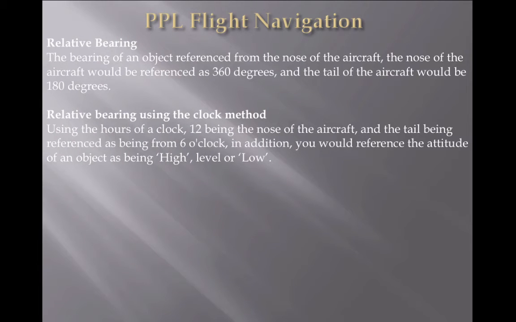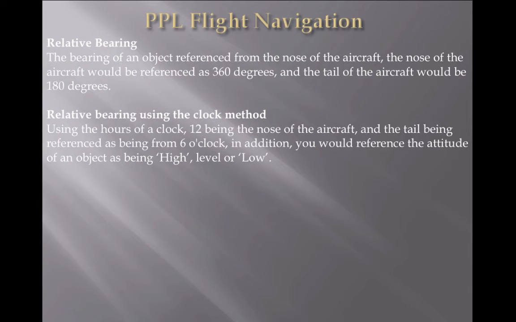Relative bearing of an object is referenced from the nose of the aircraft. The nose of the aircraft will be referenced as 360 degrees. The tail would then subsequently be 180 degrees. The right wing would be 090 degrees, so on and so forth.